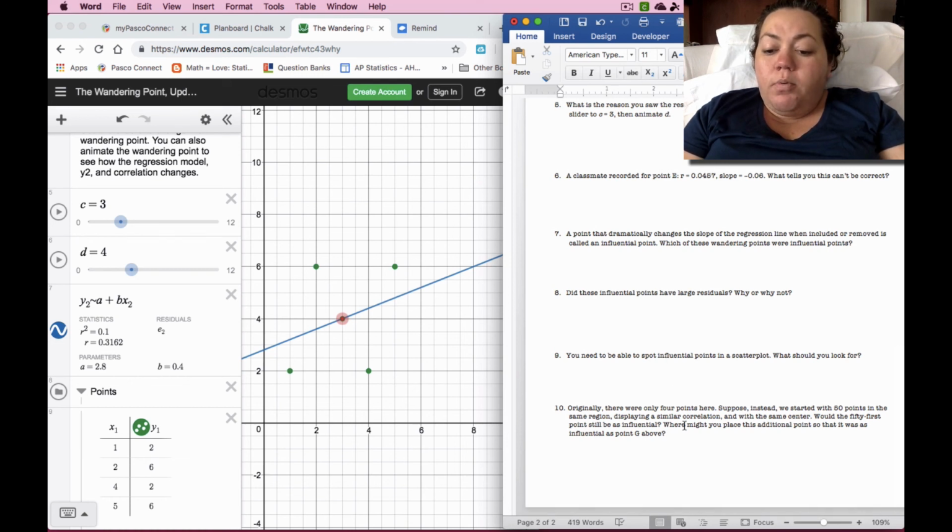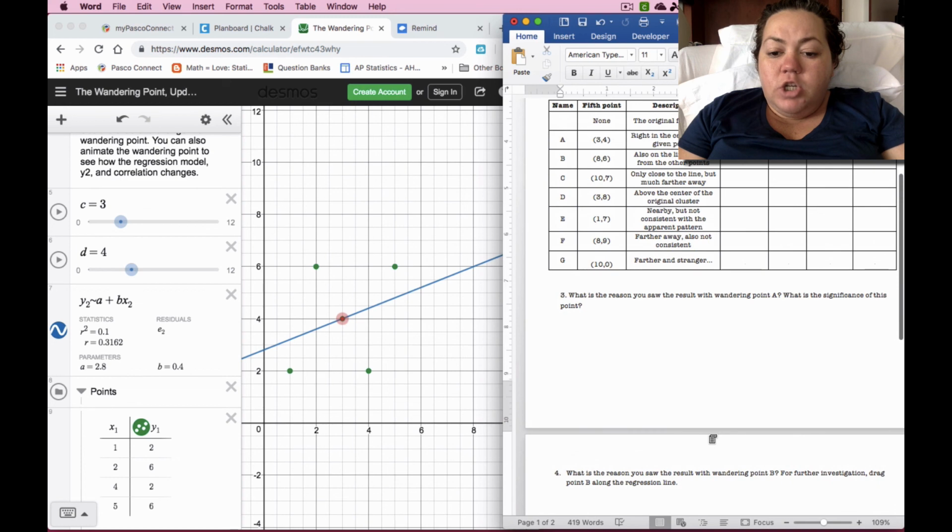Originally, there were only 4 points here. Suppose instead we started with 50 points. So if we have 50 points, our data, the correlation, all that stuff's going to be a little bit stronger. Would the 51st point still be as influential? Where might you place an additional point so that it was as influential as point G? Okay, so G was 10, 0.